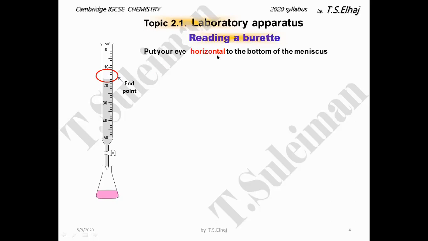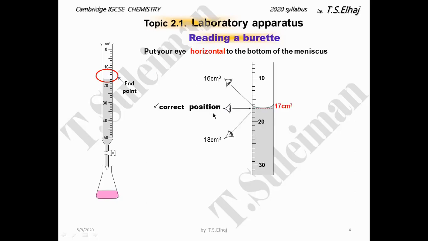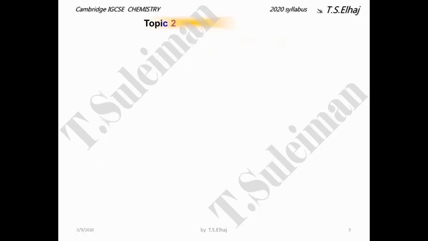We put our eye horizontal to the bottom of the meniscus, like this. Some people might look from the top or from the bottom, and their readings will not be correct. The correct position for reading the volume of the liquid is by putting your eye horizontal with the bottom of the meniscus like this. In this case, the volume will be 17 centimeter cube. In other cases, we will get wrong readings, as it appears here. The correct one is 17 centimeter cube when we put our eye horizontal with the bottom of the meniscus.